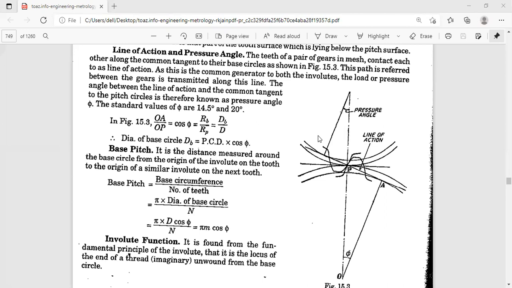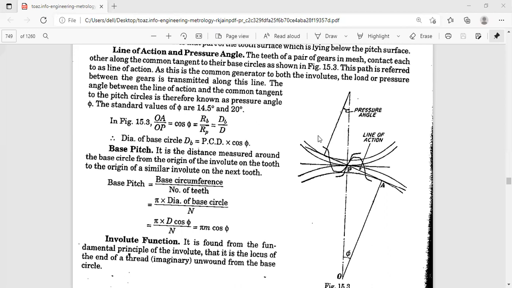So what is the alternate definition? It is the angle which the common normal to the two teeth, normal being perpendicular to the two teeth at the point of contact, makes with the common tangent to the pitch circles. You have to explain that. Common tangent to the pitch circles means you have to be very clear: common tangent to the pitch circles at the pitch point. That is very important.